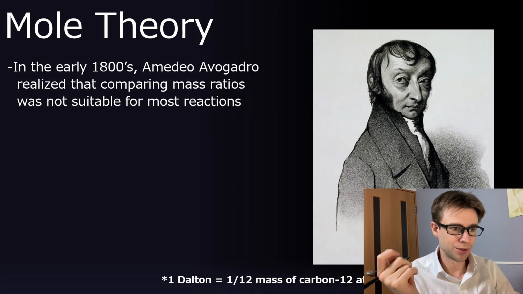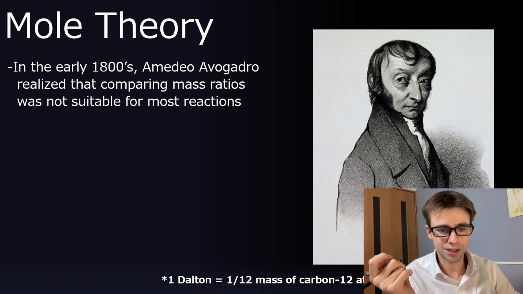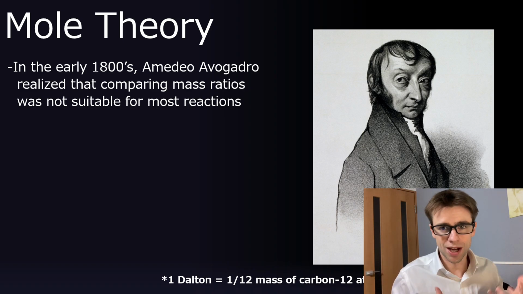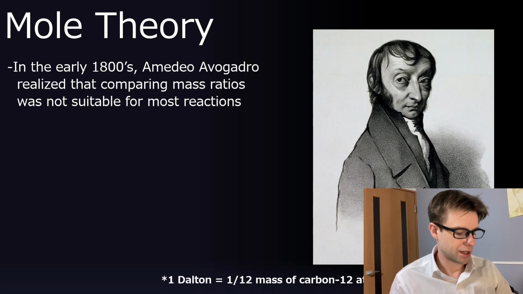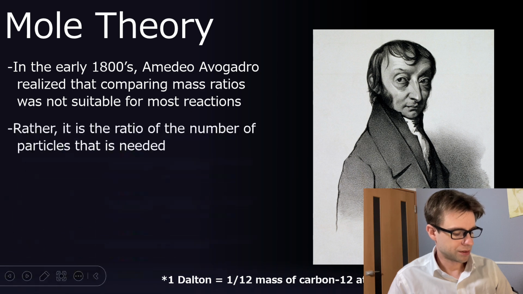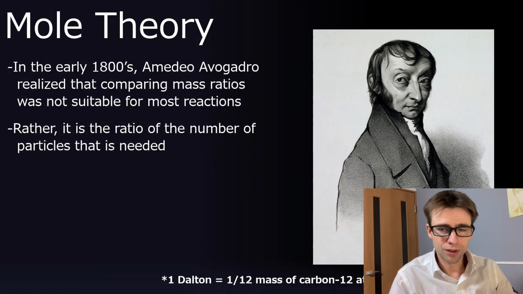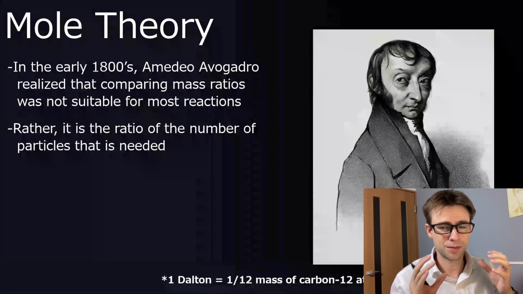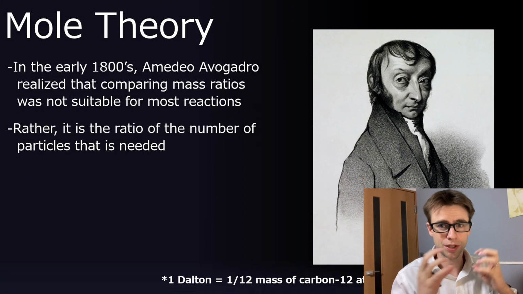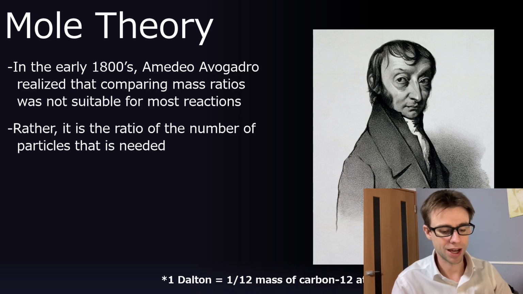and we want to predict with more accuracy and certainty how much reactants we're going to need and how many products are going to form. And that can't really be done easily with just mass ratios. So instead, it is the ratio of the number of particles that is needed. So right on the fundamental level of the reaction, it's not the masses really that matter. It's how many particles come together to react.